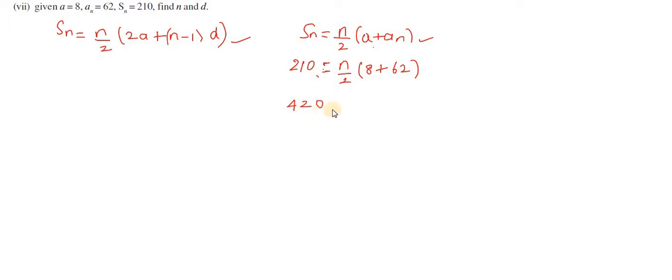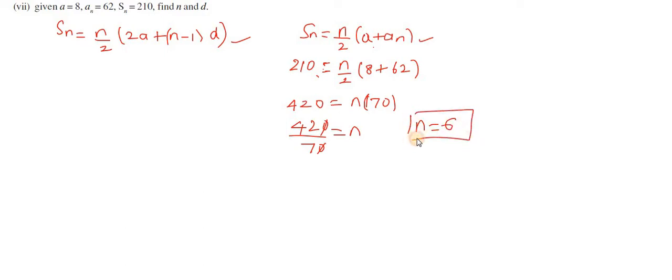Nice number, no? 420. So then n into (62 plus 8). 62 plus 8 is 70, isn't it? So now 420 divided by 70 is equal to n. Zero gets cancelled. n is equal to 42 divided by 7. What is 42 divided by 7? It is nothing but 6.